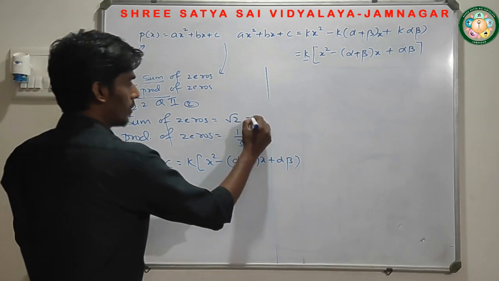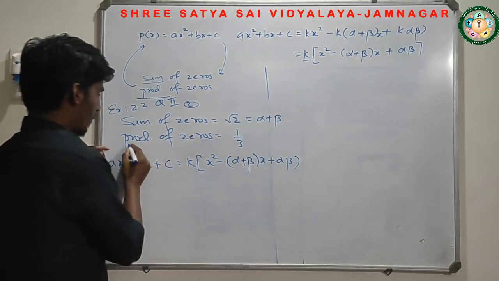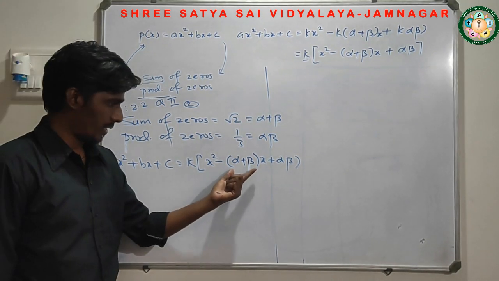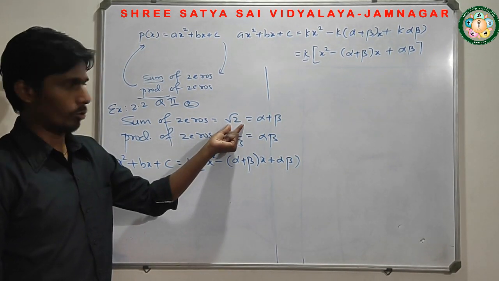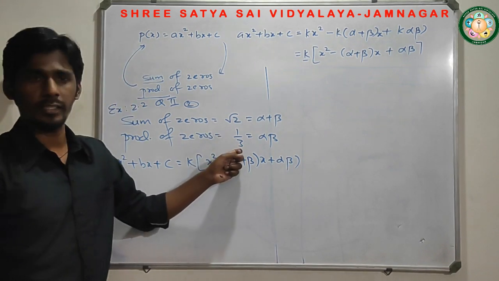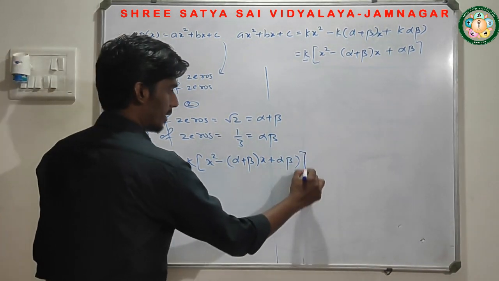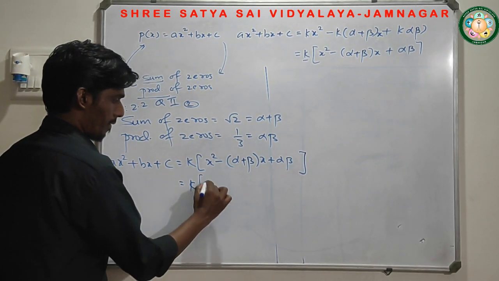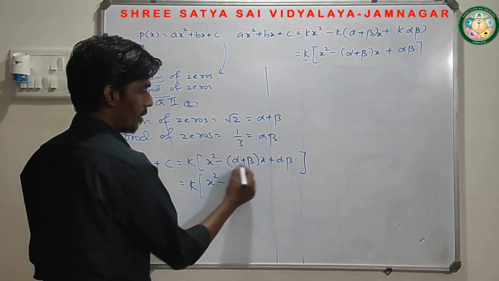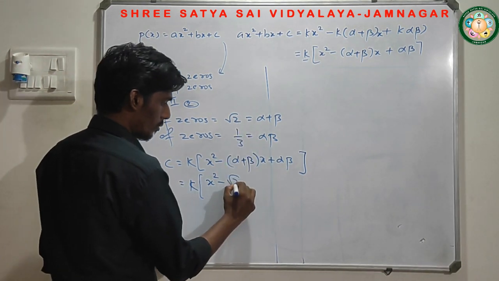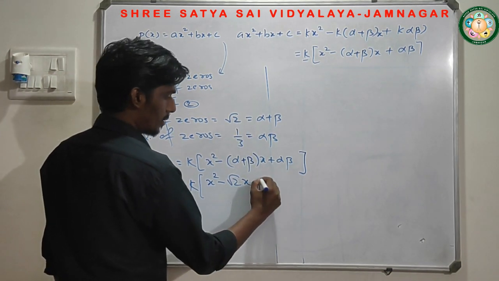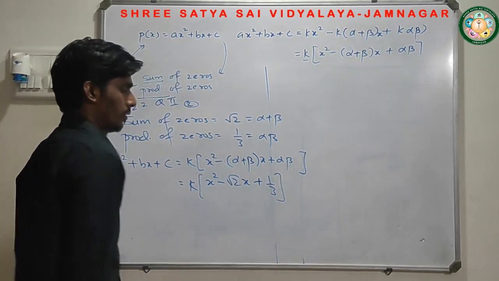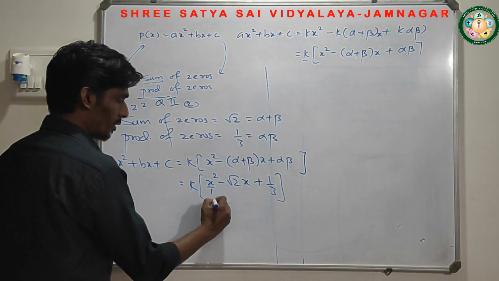Again sum of zeros is alpha plus beta. Product of zeros is alpha into beta. Now I have to replace this alpha plus beta by root 2, and this alpha into beta by 1 by 3. Bracket close. So k, x square minus alpha plus beta, which is root 2, times x, plus alpha into beta, which is 1 by 3. Now nothing is here means 1, 1.